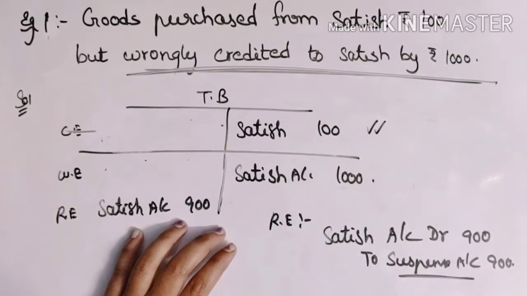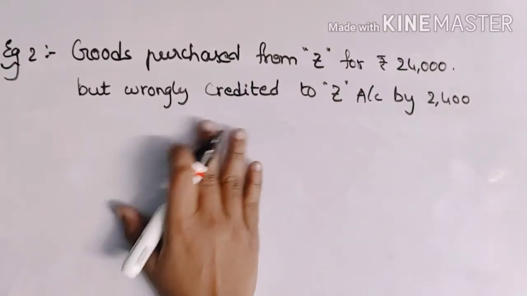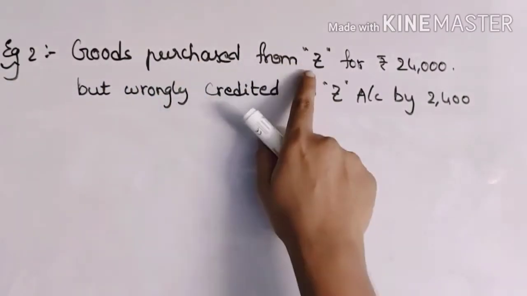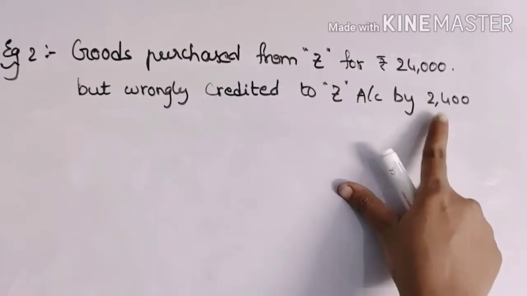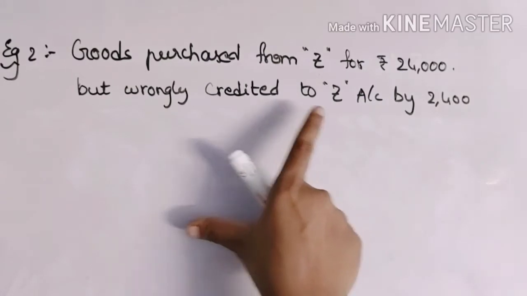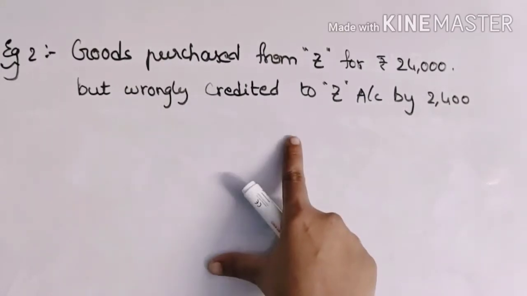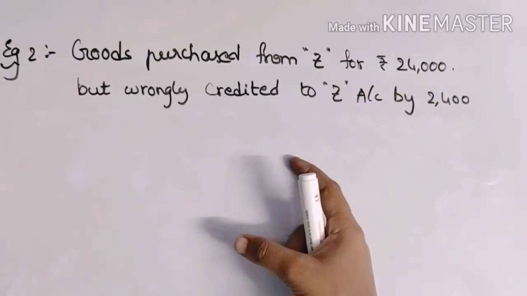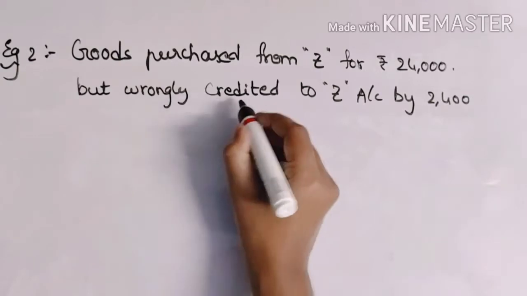Okay. So now see another example I have taken. The question is goods purchased from Z for 24,000 but wrongly credited to Z account by 2,400. Firstly, we have to observe whether this error happened in the journal or at the stage of ledger. How can we identify it? See, here it is wrongly credited.